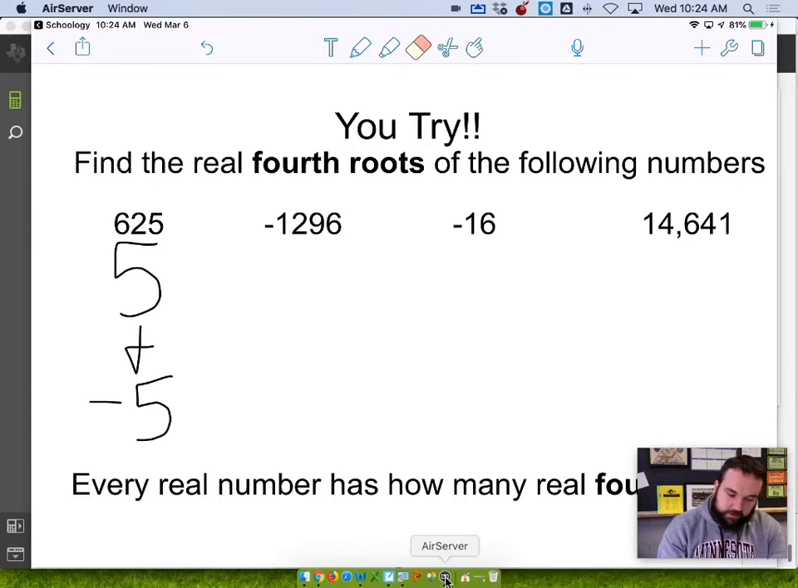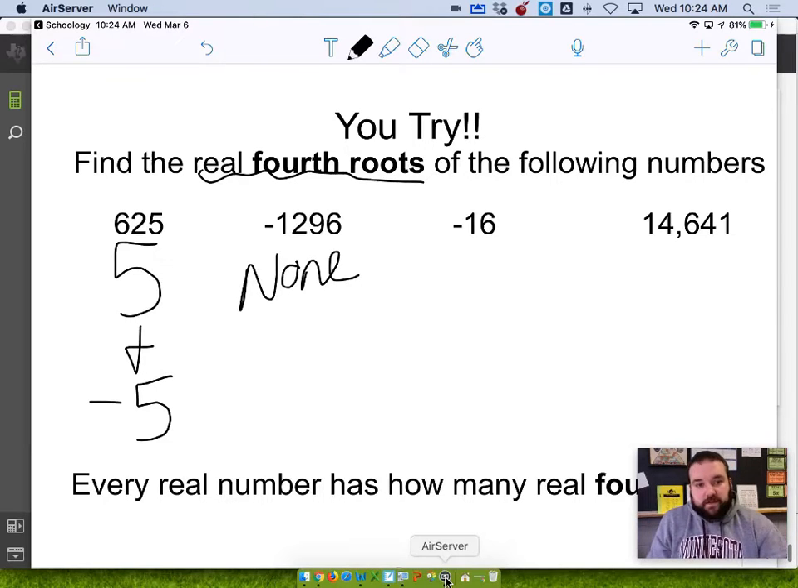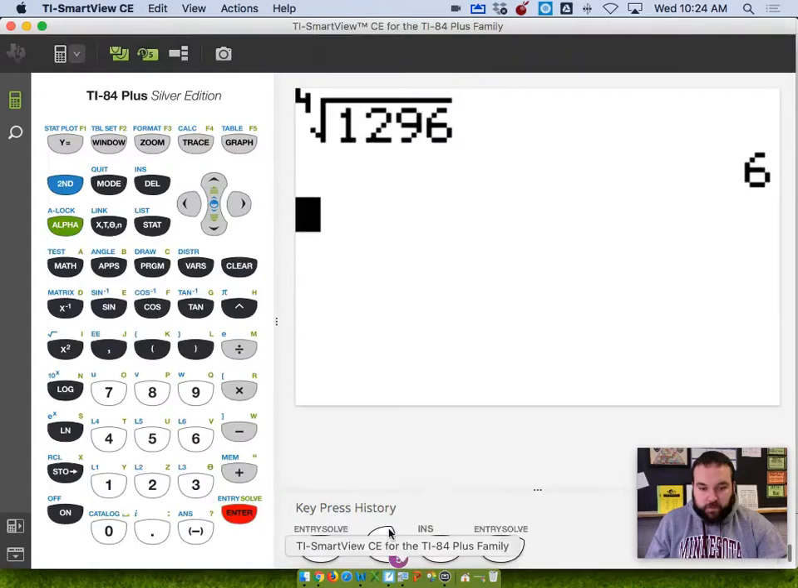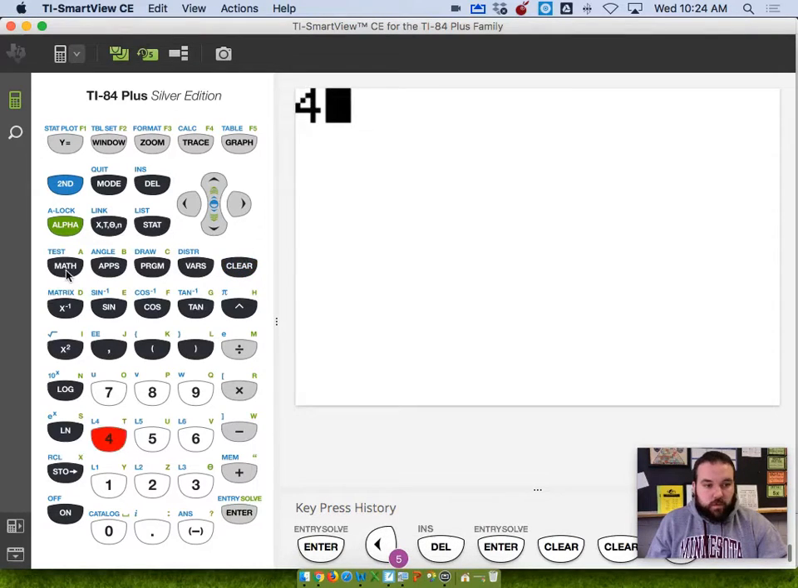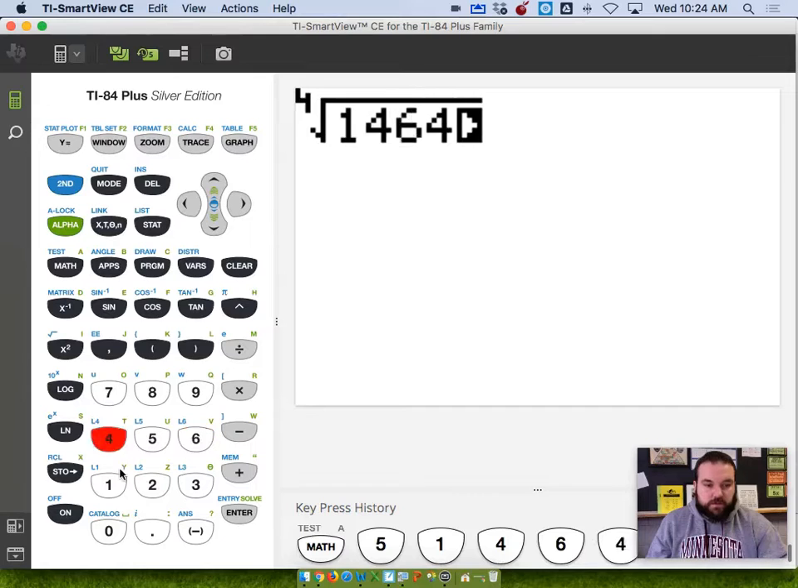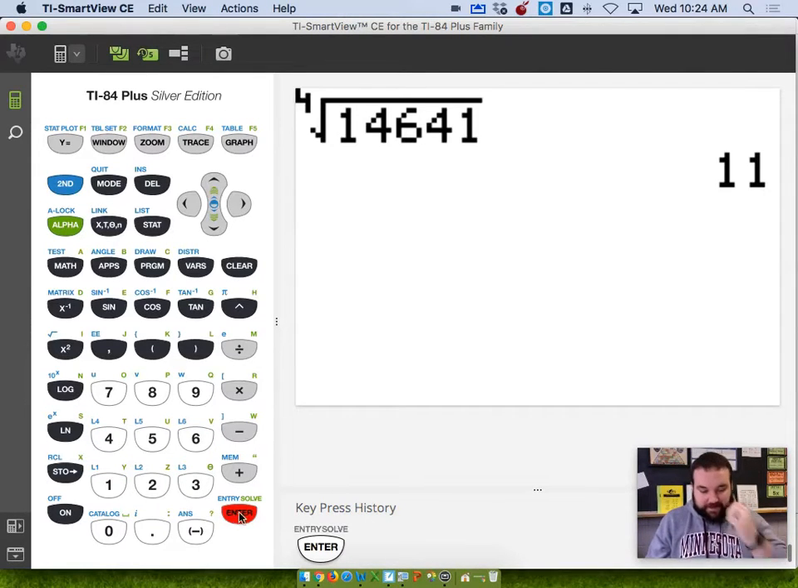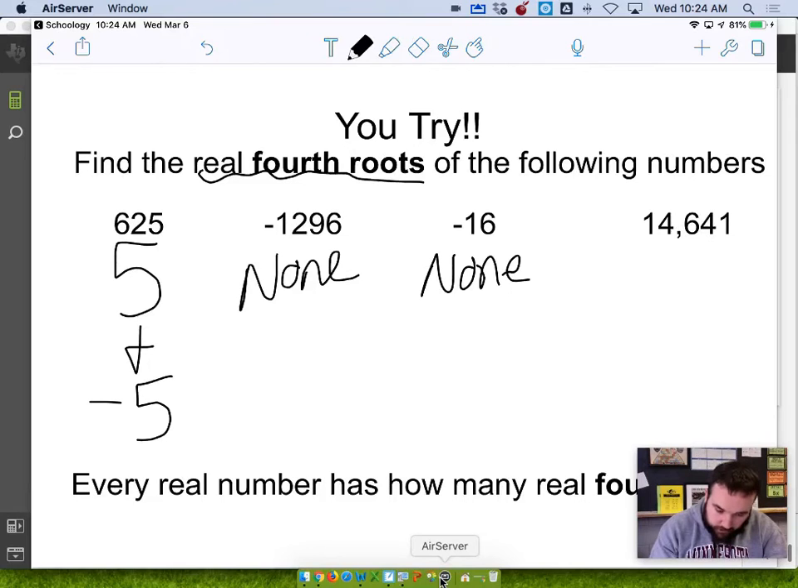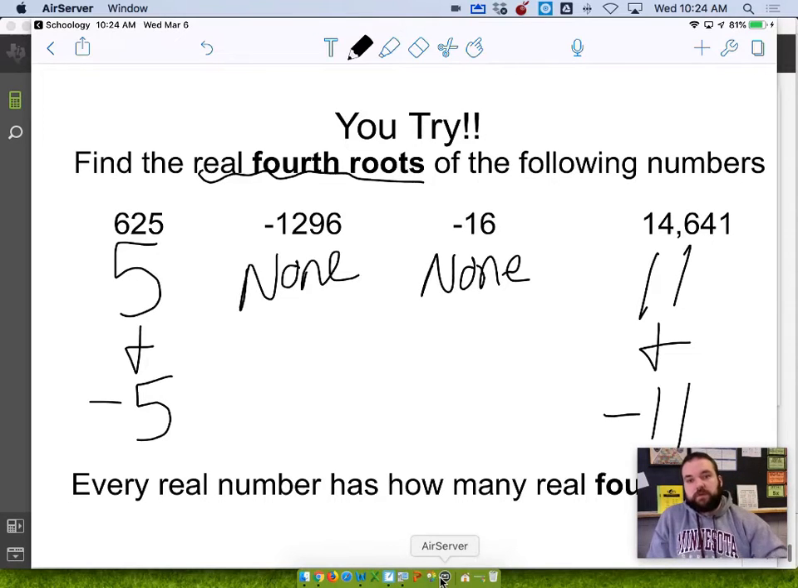So when we're talking about finding the real 4th roots of the number, there are none for -1296. For -16, there are also none just because it is a negative value. And then for 14,641, we can go to math 5, 1, 4, 6, 4, 1, and we get 11. So what are my real 4th roots? 11, but we also have to understand that -11 is one of the 4th roots as well, because either one of those numbers raised to the 4th power will give me 14641.